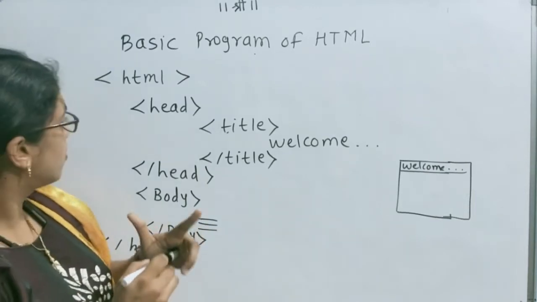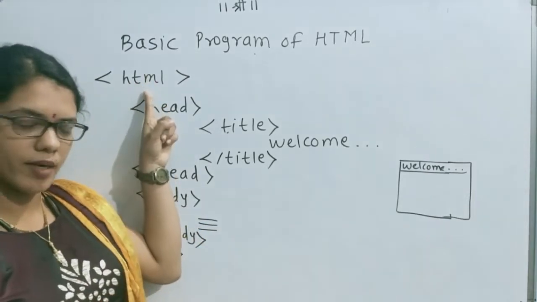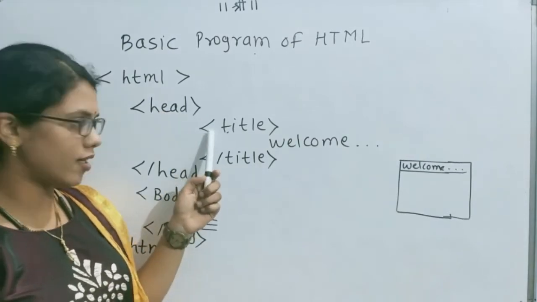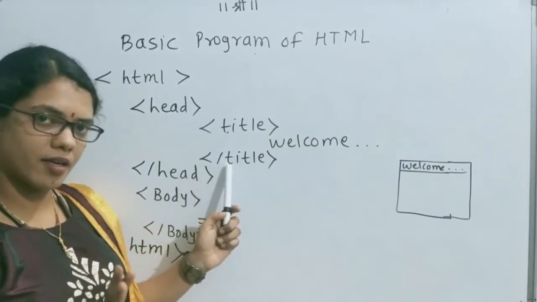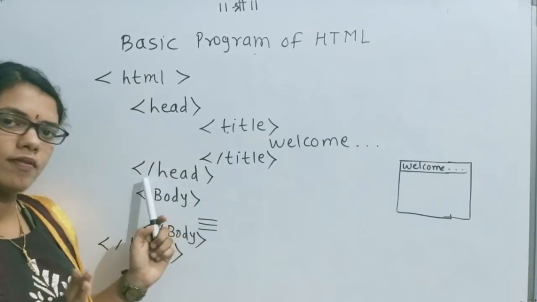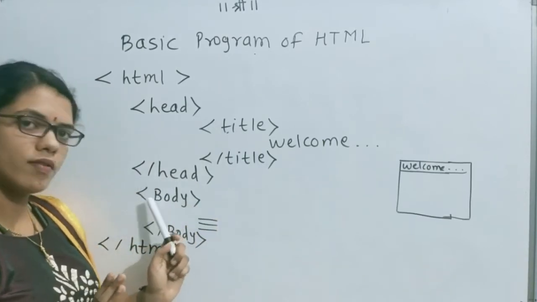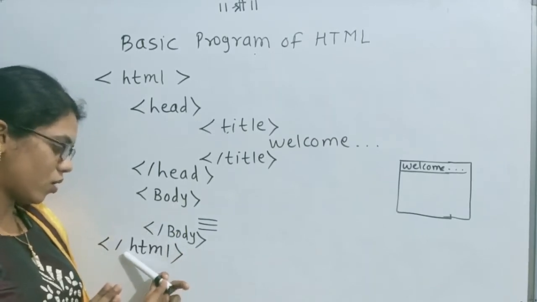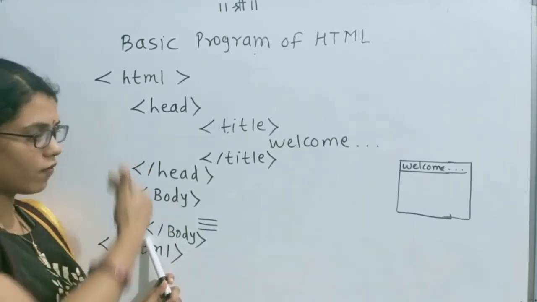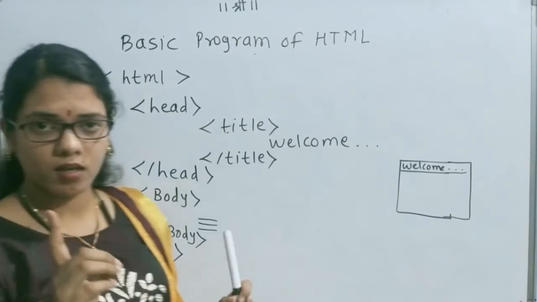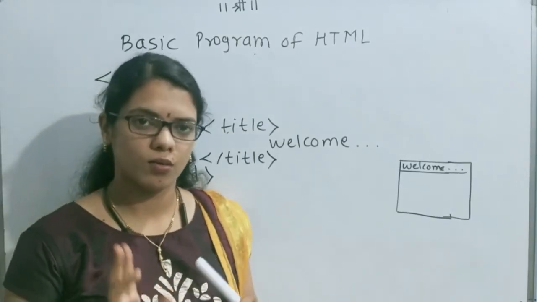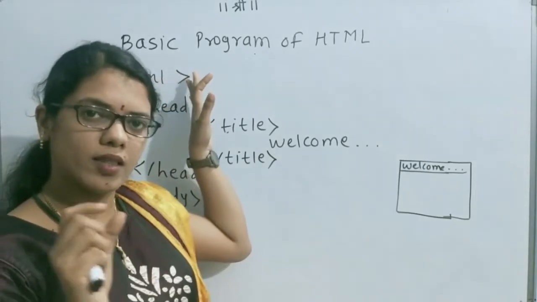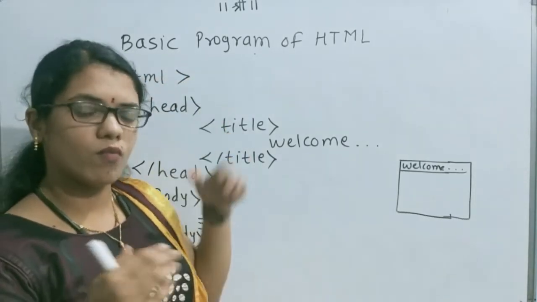How to read? Opening of HTML tag, opening of head tag, opening of title tag, closing of title tag, closing of head tag, opening of body tag, closing of body tag, and closing of HTML tag. For this, 1 mark, and for the explanation, 2 marks. In that explanation, you just have to give a one line explanation of each tag, what it represents.